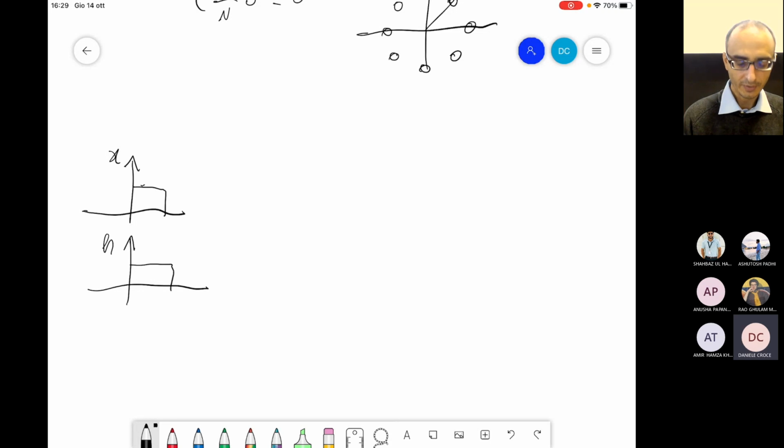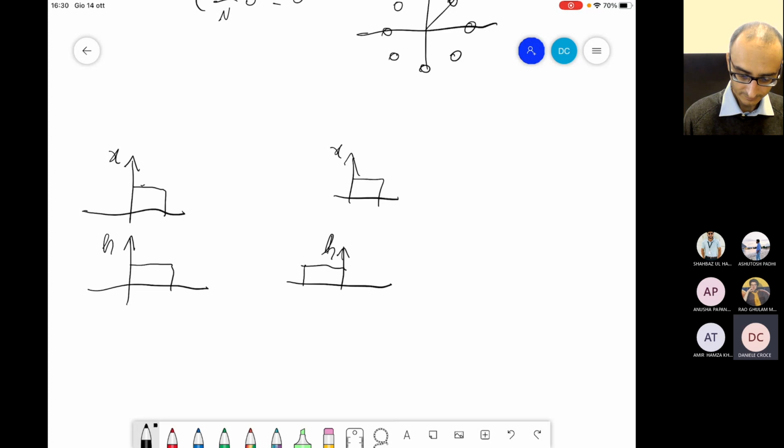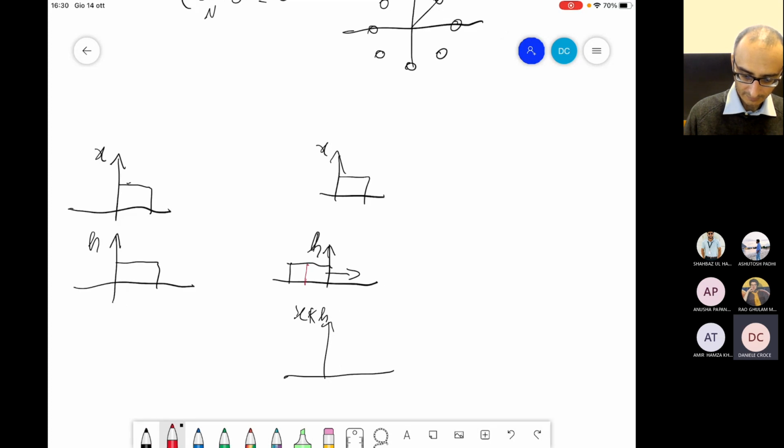So in the first interpretation, you have that x here, and then here you flip h, okay? And then the result of the convolution is the integral of x and h, while h is moving this way, okay? So what you obtain, basically, while this is moving, is that, for example, you have moves like this, and the convolution is the integral of this part times this part, okay?